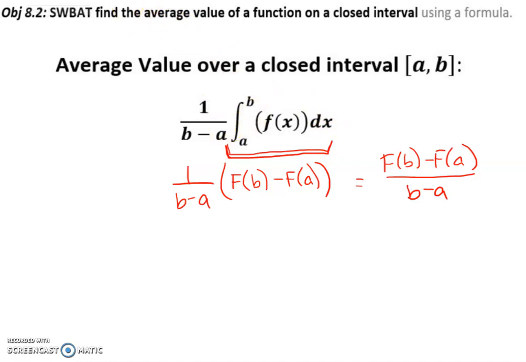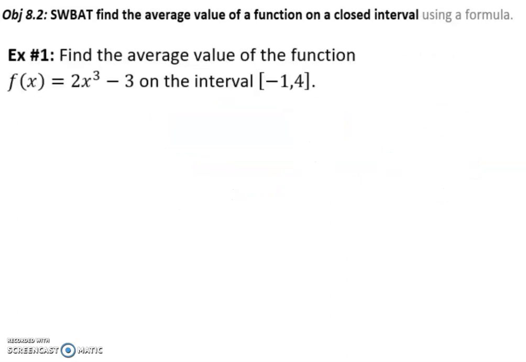But the formula itself is very easy to remember. It's just a definite integral with this 1 over b minus a out front. That's what we're going to be using as we do these problems. First example we're going to do by hand is to find the average value of this function, 2x cubed minus 3 over this interval. So we're going to just set this up.